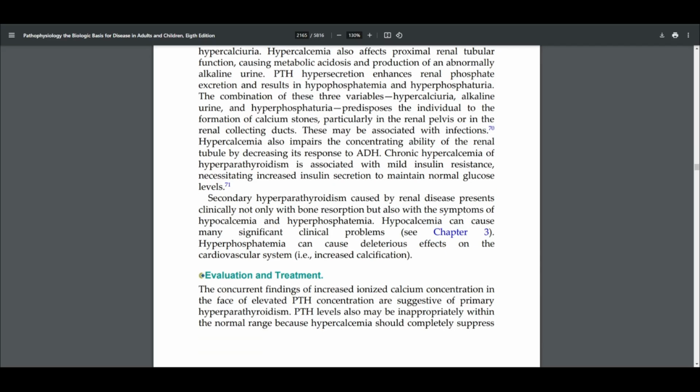Secondary hyperparathyroidism caused by renal disease presents clinically not only with bone resorption, but also with the symptoms of hypocalcemia and hyperphosphatemia. Hypocalcemia can cause many significant clinical symptoms. Hyperphosphatemia can cause deleterious effects on the cardiovascular system.